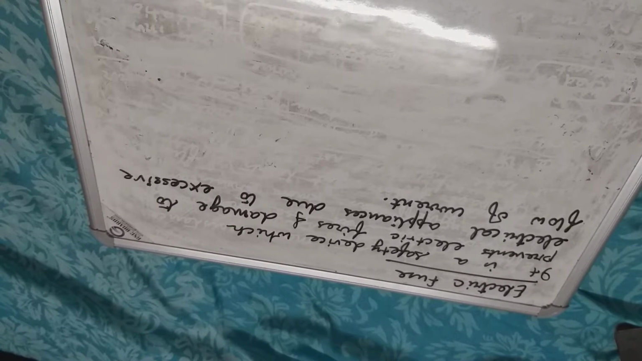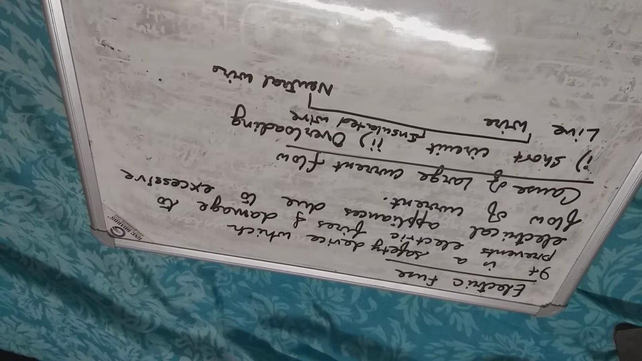Now let's see what the causes of large current flow are, that is, short circuit and overloading. So basically, there are two causes of large current flow. One is short circuit and another is overloading.